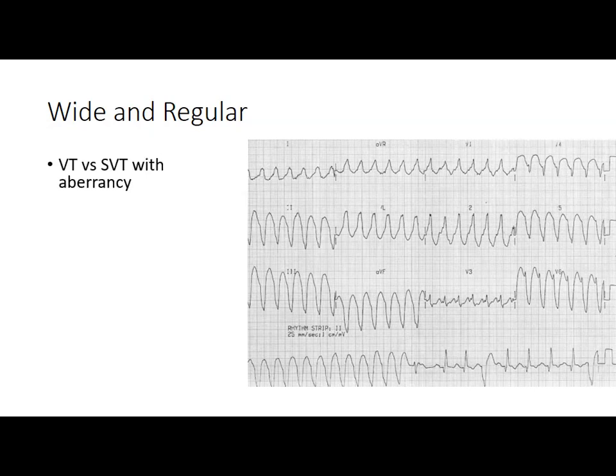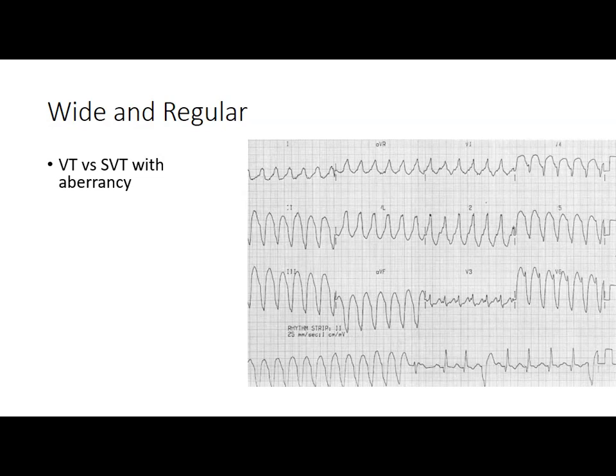So wide and regular, there are only two options. It's SVT with aberrancy and VT. SVT with aberrancy means it's SVT with some sort of ventricular conduction problem, whether it's a bundle block or an accessory pathway. Something is making that QRS wide. For the most part, it's a bundle branch block, whether it's left or right. It doesn't really matter for the rhythm purposes of what's going on.